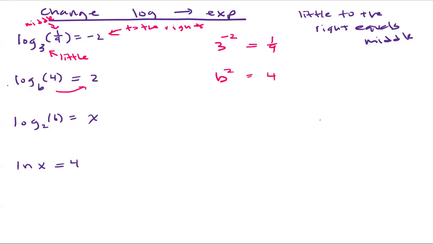Hopefully for the next two you should have written: again, little will be my 2, to the right will be the x, and in the middle is going to be 6. Now for the next one, we have ln of x equals 4. Remember, if there's nothing written there, that's automatically base e. So e to the right, 4, equals the middle, which is x. And that's it. Questions on that?